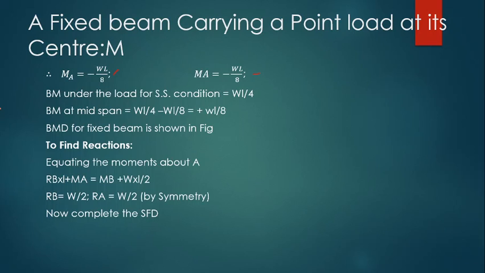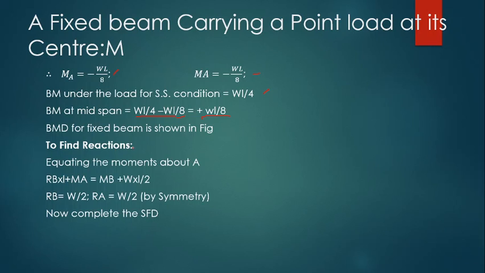The bending moment diagram under the simply supported condition is WL by 4, maximum at the center, and let us calculate the bending moment at midspan. At the midspan, with the simply supported condition, you will have WL by 4, and with the fixed end moments, WL by 8. So a net value of WL by 8 you will get at the center. And the bending moment diagram for the fixed beam you can draw.